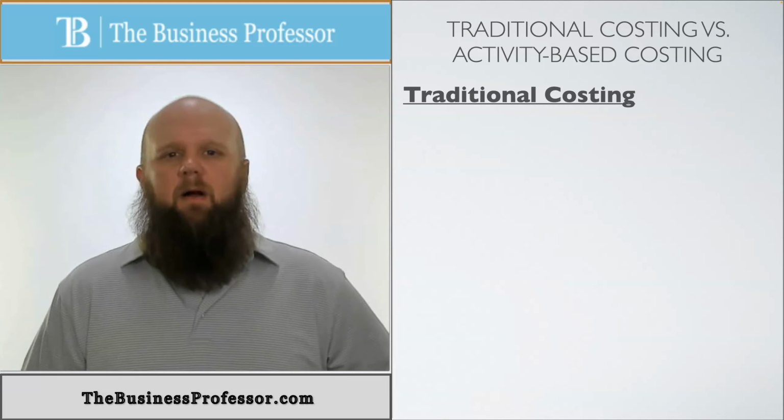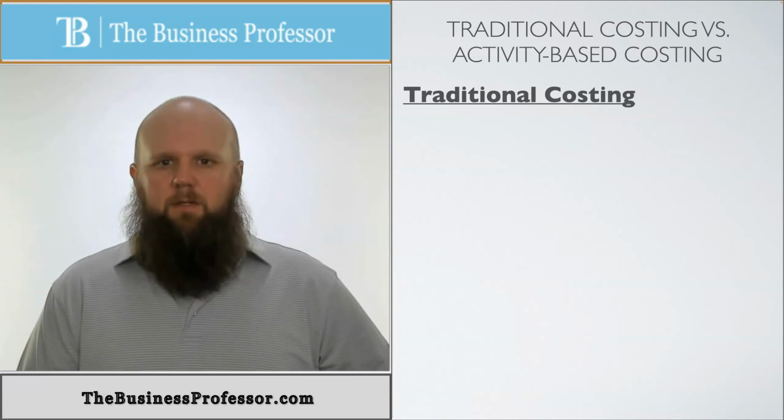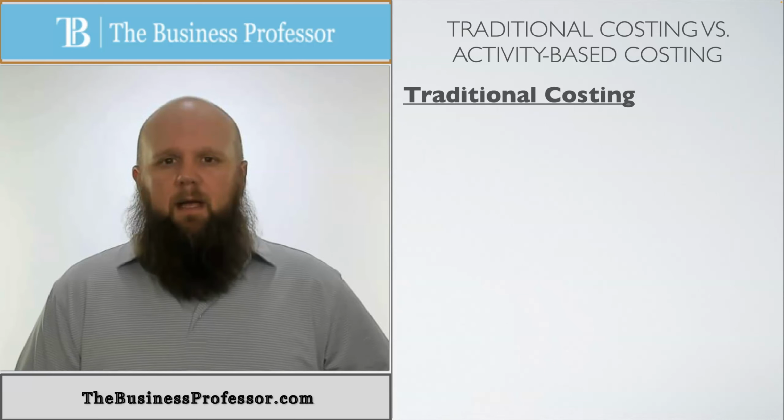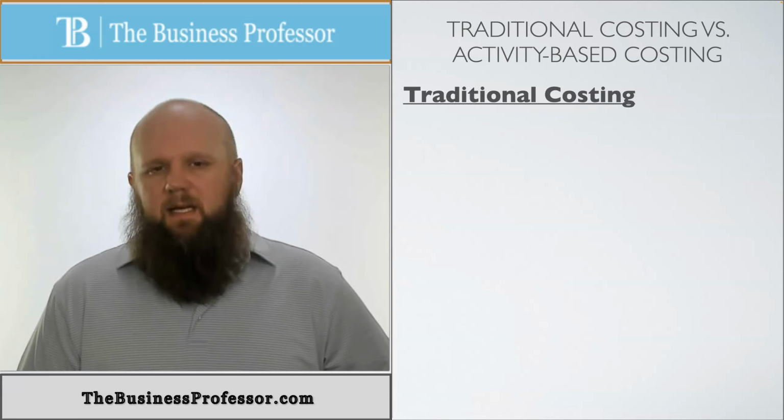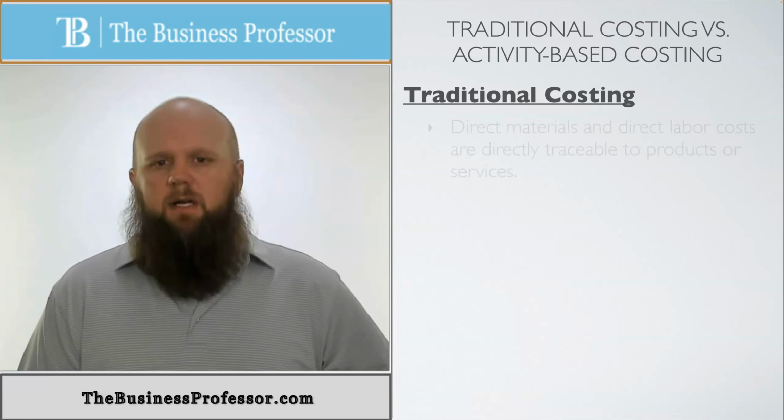Now let's continue talking about costing. Now we're going to refer back to the predetermined overhead rate. And the predetermined overhead rate is again used for the purpose of allocating the total MOH to a specific job or specific process. This kind of is referred to as a traditional costing method.